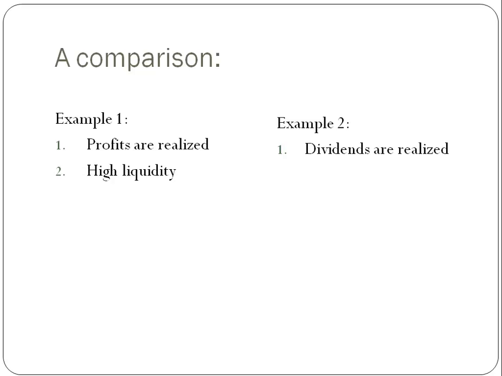Example 1 shows a high amount of liquidity because you are not committed to hold this equity for the longer term, whereas example 2 shows a low amount of liquidity because you are committed to hold this equity for a longer period to enjoy the dividends which arise in the future. Due to its high liquidity in nature, it carries a low amount of risk. In example 2, due to its low liquidity in nature, it carries a high amount of risk.